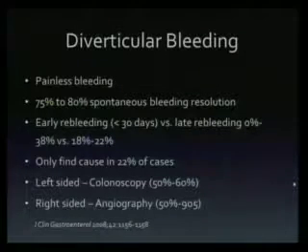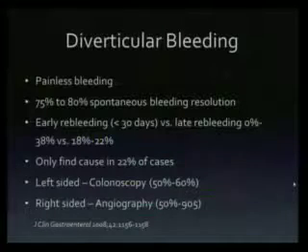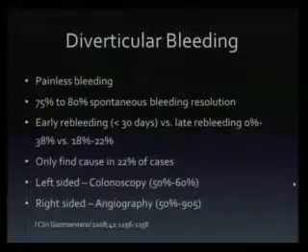When we look at finding the source, oftentimes colonoscopy is better at left-sided. We can see it in about half of the cases. But angiography is usually needed in order to find the source on the right side. And they can find them in about 50 to 95% of cases.